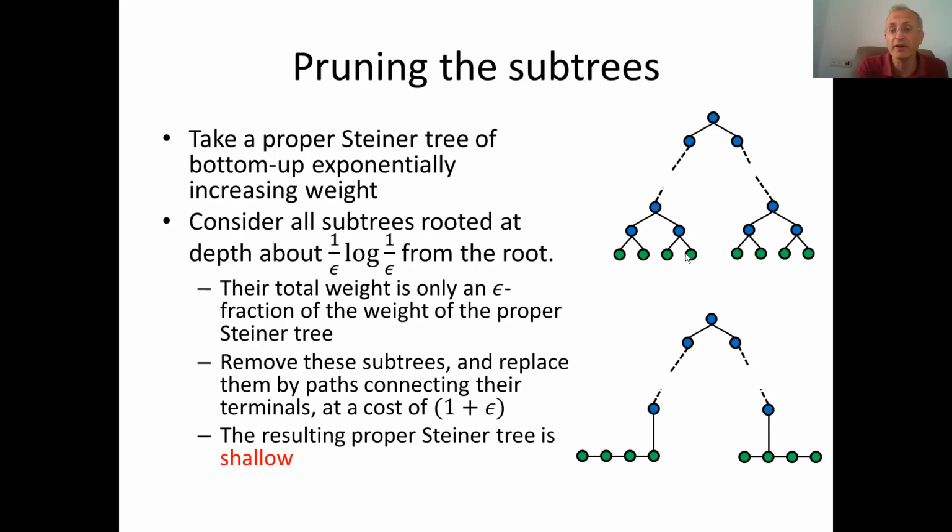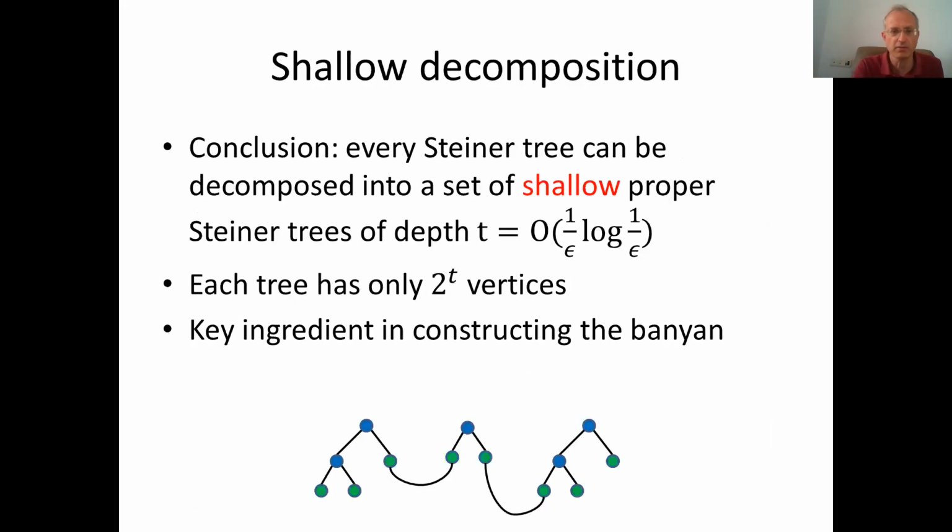Okay, so in fact, you can afford to get rid of these Steiner subtrees, and connect their root straight to a leaf and all the leaves straight to each other, which means that these are improper subtrees, right? The proper Steiner tree is just what remains, and it has only 1 over epsilon log of 1 over epsilon levels. It's shallow. Okay, so every Steiner tree can be decomposed into a set of shallow proper Steiner trees. And that means that each of these trees has only a constant number of vertices, and this was a key ingredient in constructing our Banyan.